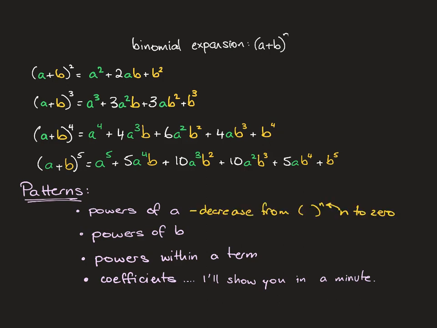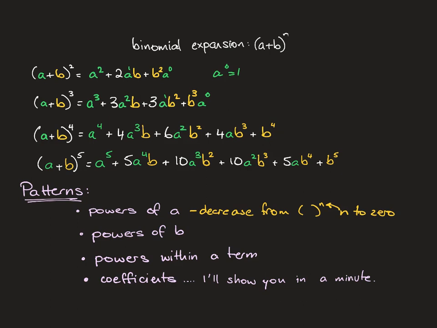So our first pattern is that the powers of a decrease from whatever that power is for the brackets down to 0. So let's have a look here. So we start at 2, so we've got a to the power of 2. A by itself is a to the power of 1, and it doesn't look like we've got an a here, but it's actually a to the power of 0, because anything raised to the power of 0 is equal to 1. And so let's have a look at the next one. This is to the power of 3, so our powers go 3, 2, 1, a to the power of 0.